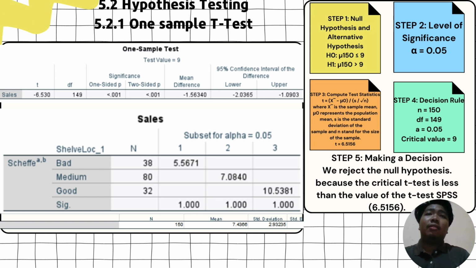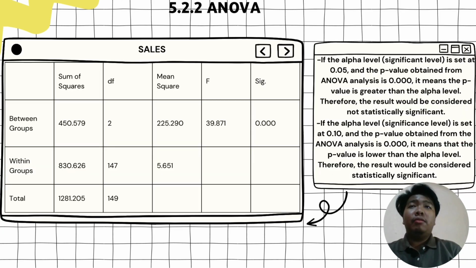6.5156. So step 4 is the decision rule. n equals 150, df equals 149, alpha equals 0.05, critical value is 9. So we move on to step 5, making a decision. Based on all the steps, we reject the null hypothesis because the critical t-value is less than the t-test value from SPSS, 6.5156.